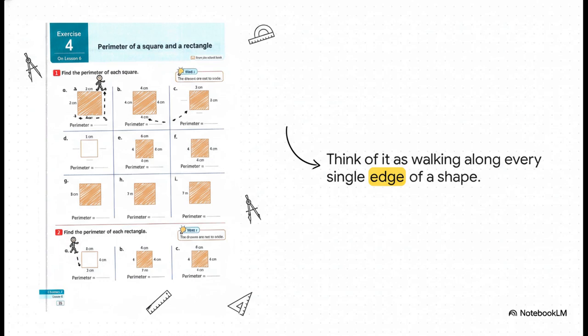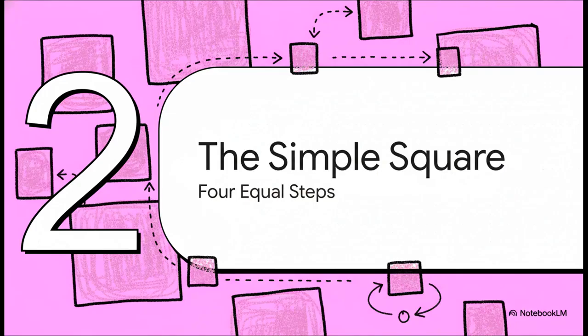This is a perfect way to visualize it. Just imagine you're a tiny person starting at one corner of this square. You walk all the way along one edge, then the next, and the final one until you're right back where you started. That total distance you just walked, that is the perimeter. All right, let's put this into practice with a real shape.